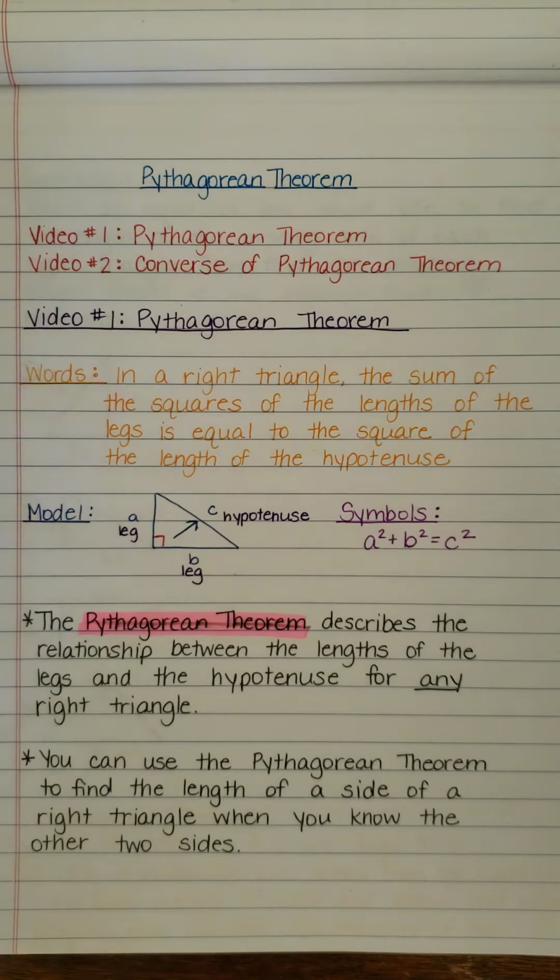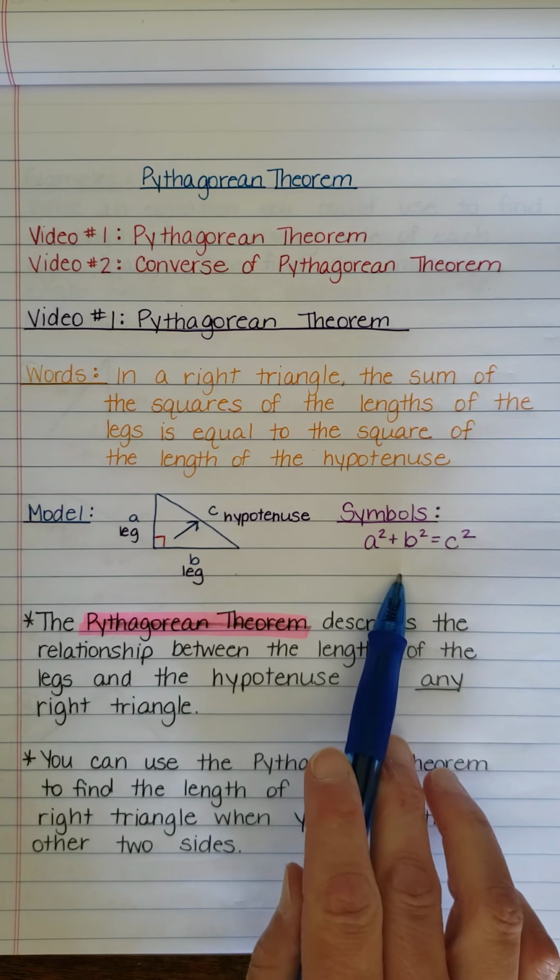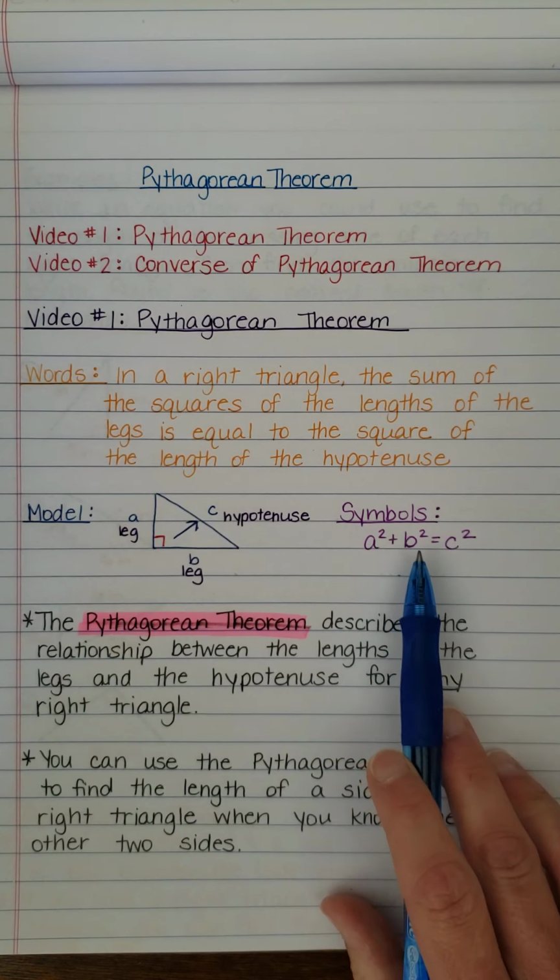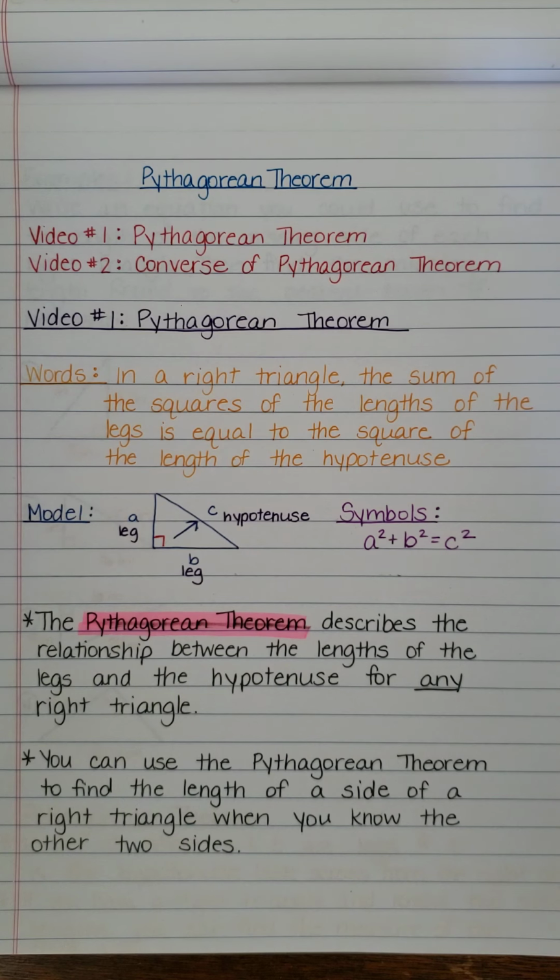All right, and then in symbols, the formula for the Pythagorean theorem is a squared plus b squared equals c squared, where a and b are your leg lengths, and c is your hypotenuse. Side a and side b are always going to be shorter than side c, okay? The Pythagorean theorem describes the relationship between the lengths of the legs and the hypotenuse for any right triangle. You can use it to find the length of a side of a right triangle when you know the other two sides, okay?